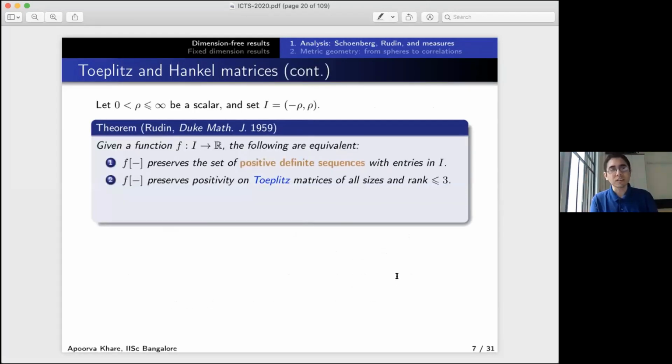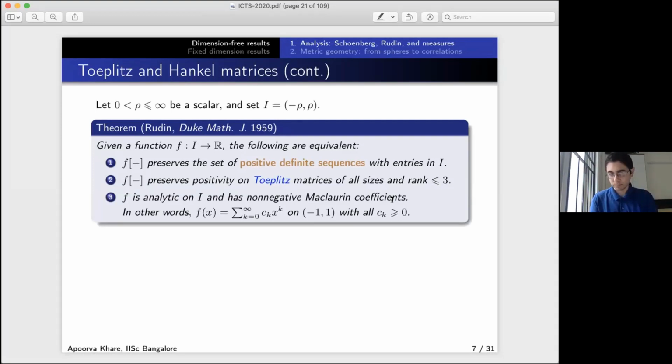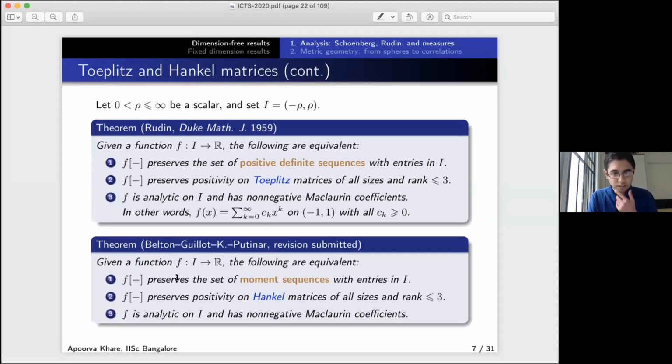So this is Rudin's result. Given a function from I to R, let's say I is (-1, 1) or (-infinity, infinity), or any symmetric domain in between, F acting entry-wise preserves the set of positive definite sequences if and only if it preserves Toeplitz positivity on the Toeplitz matrices of rank at most 3, as I said, if and only if it is exactly of that form. The first two are classical results by Khare, Theodori and others. The first two are if and only if. The third one clearly implies 1 and 2, but they have to imply 3. That's the hard part. And in exact parallel to this result, here is the Hankel analog of this.